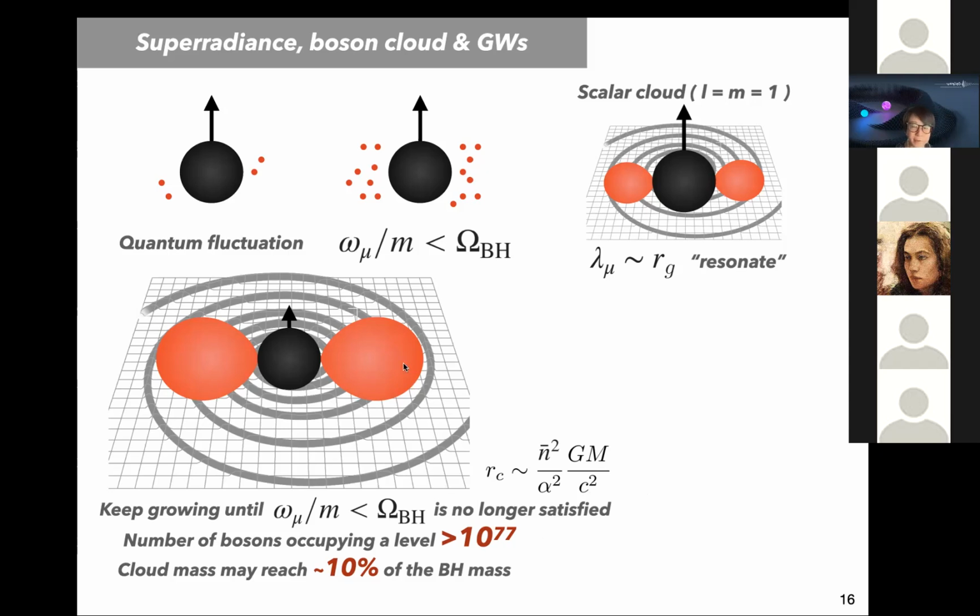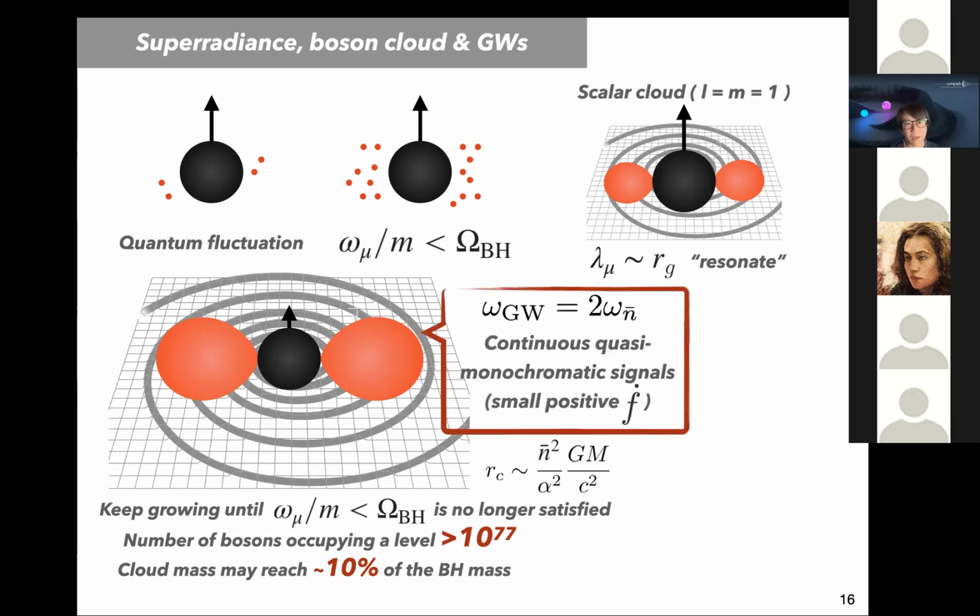Because we are considering this fastest growing scalar level here, actually this shape of the cloud is like a dumbbell. It's not a donut around the black hole. So once the superradiance is shut down, the cloud is co-rotating with the black hole. So you can imagine it's like a rotating binary system, and that emits gravitational waves over a very long lifetime. And the angular frequency of the wave would be twice the angular frequency of the particle. And emission is continuous and monochromatic. We do have a very small evolution term here, a very small positive f dot.